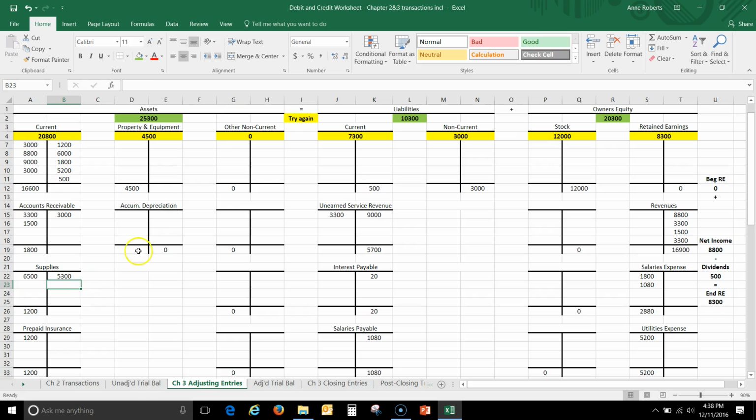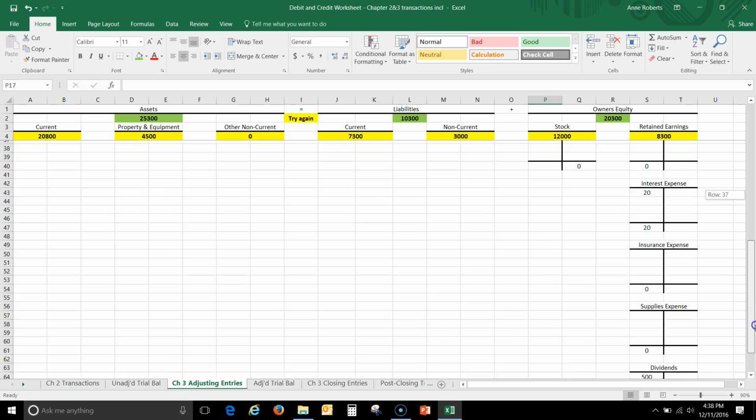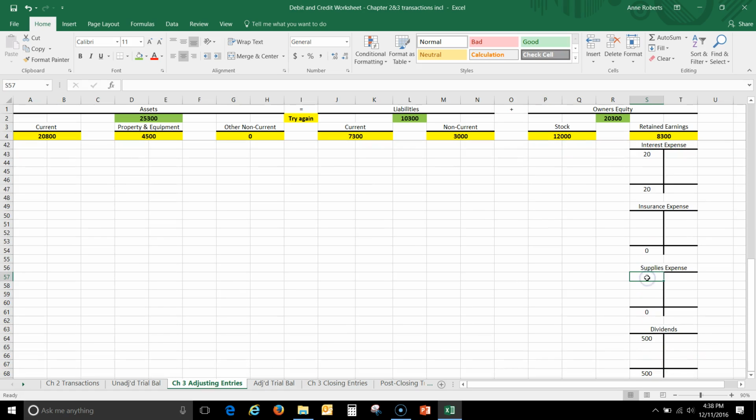So when we reduce the supplies, notice what happens. Assets go down. Then we come over here to the supplies expense, right here, and we have to increase the supplies expense by $5,300. All right, so watch what happens. The supplies expense will go up, the retained earnings will go down, and the equity will go down. Okay, so notice what happens. Now our balance sheet is back in balance again.